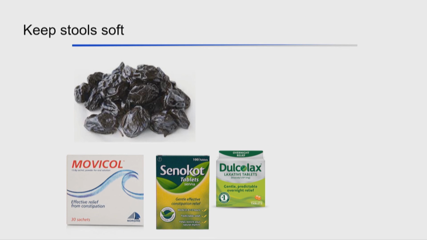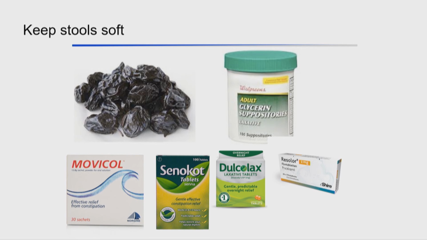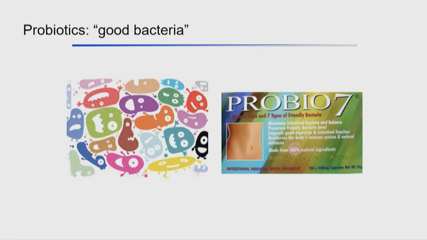For treatment of constipation, softening the stools with Movicol or stimulating with medicines like Senokot, Dulcolax, and there are some prokinetics which stimulate the gut quite strongly called Resolor. They can be helpful in managing constipation. And suppositories, sometimes we have a lot of evacuatory difficulty, then suppositories can be used.